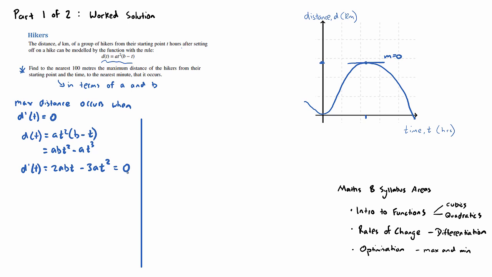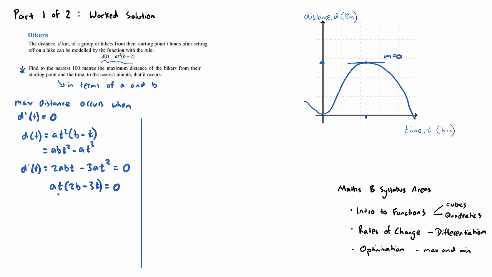Now I have a quadratic equal to 0. I want to solve for t. There are a number of different ways that I could do this. I could use the quadratic formula. However, because there's no constant, I'm just going to factorize and use the null factor law. To factorize this quadratic here, a and t are the like terms, so it'll become at outside of 2b subtract 3t, make that equal to 0.